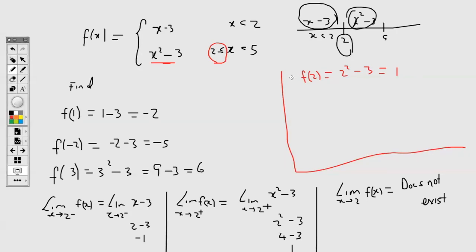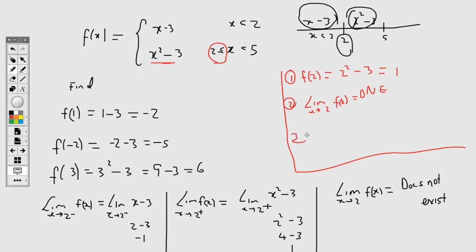The next condition is that the limit must exist. But we just found out that the limit as x tends to 2 for the function, I am going to write DNE, which means does not exist. However, do not write that in your exam. Write out the words does not exist.